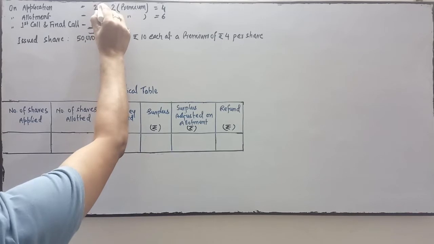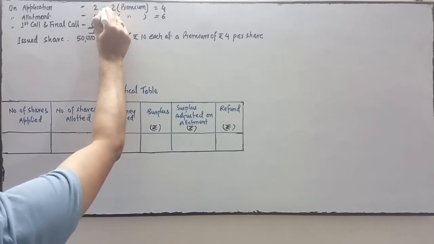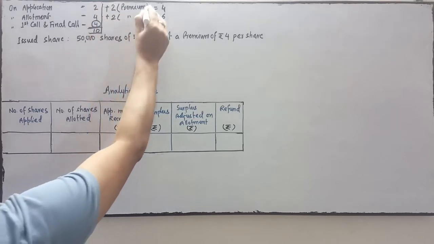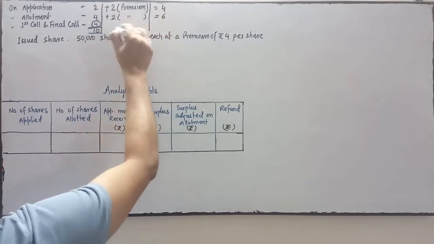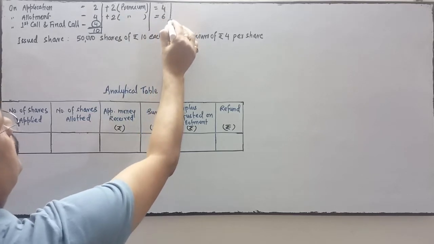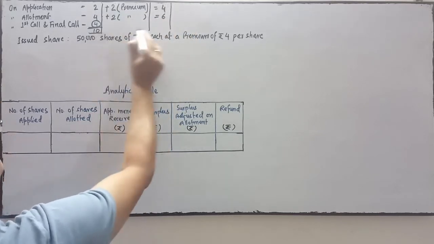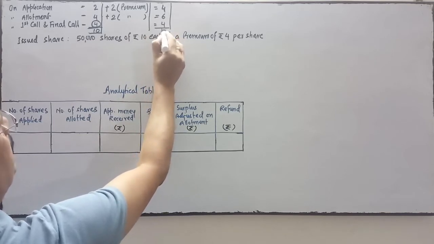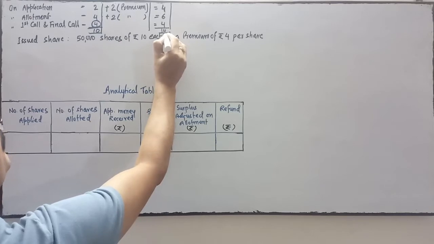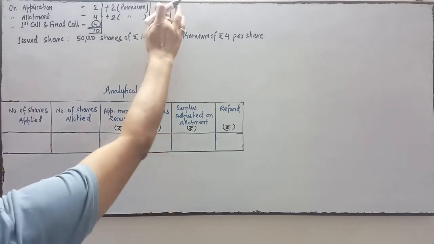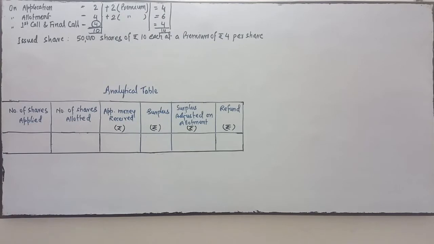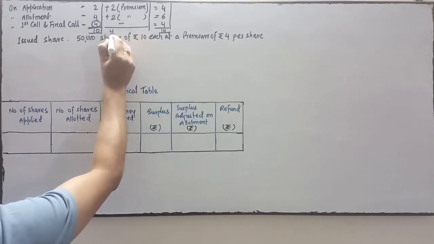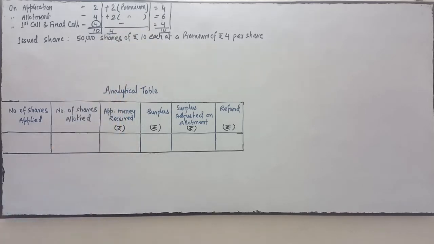This is the line of face value, this is the line of premium, and this is the line of issued price. So if you write the first call amount 4, then it is 14. 4 plus 6 plus 4, 14. No premium on the final call. So total premium is 4 rupees.